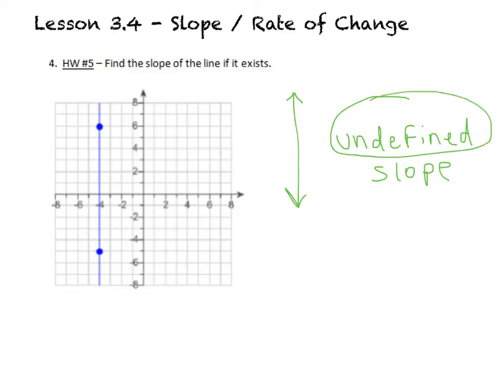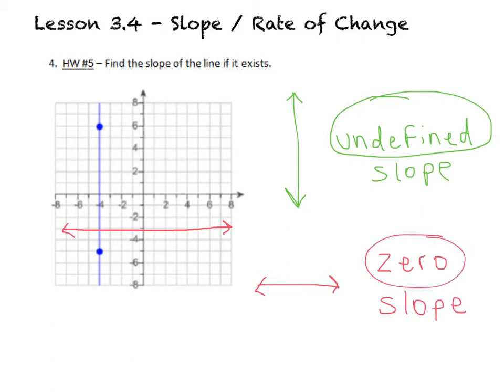So real quick, before we go on, let's talk about the opposite of a vertical line. Let's say we have a horizontal line. Why don't everybody draw an example of a horizontal line on their paper? I'm going to draw mine right here. This is kind of the opposite. So vertical lines have undefined slope. Horizontal lines have zero slope. So I think this is probably pretty important that you put in your notes.